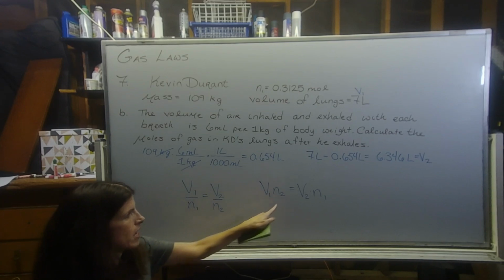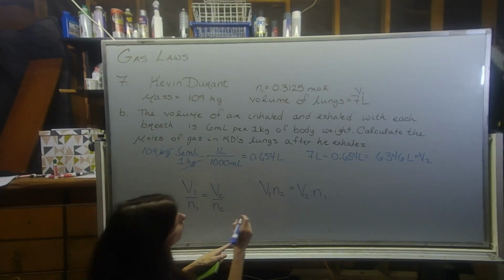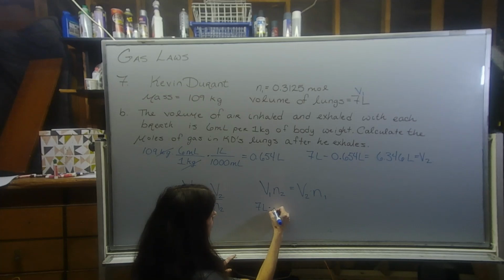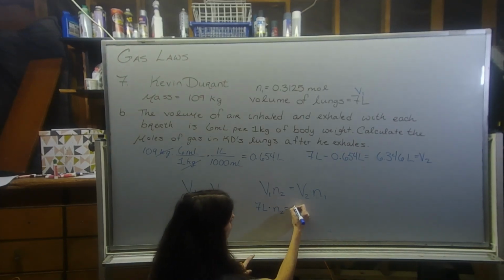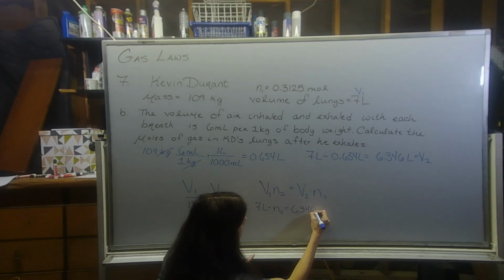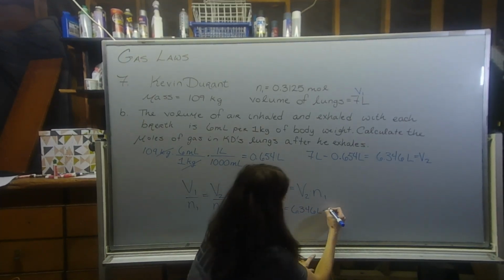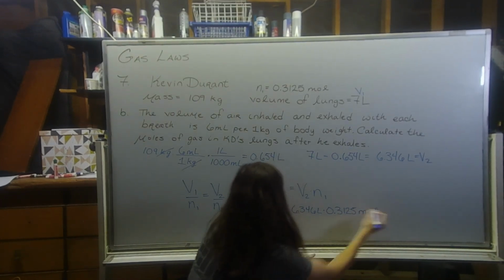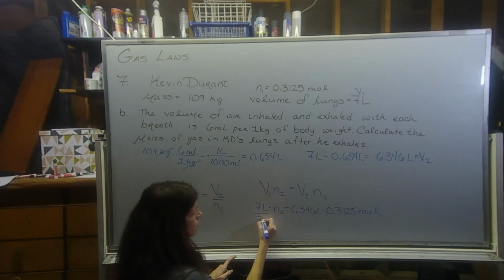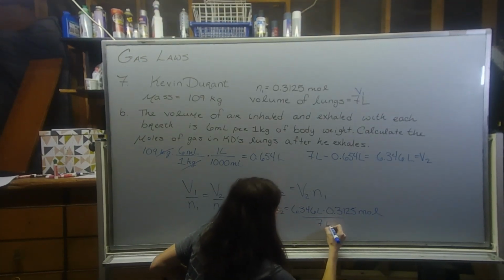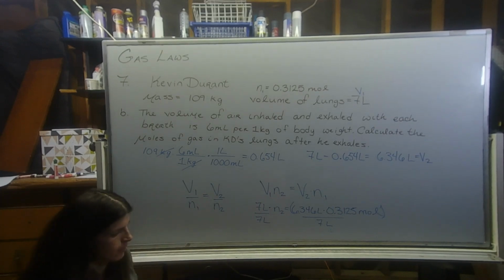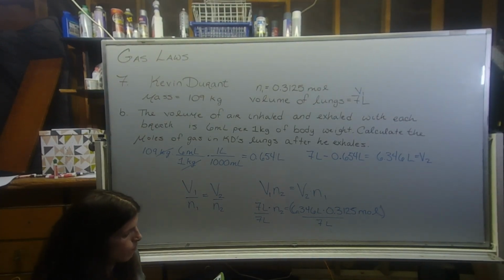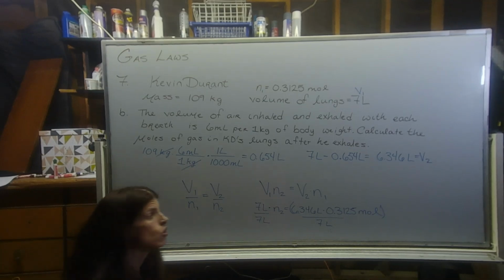Now I'm going to plug and chug. I'm missing information about N2. So V1 was 7 liters. N2 is unknown. V2 is 6.346 liters. N1, we just got in the previous problem, 0.3125 moles. I want to isolate N2, so I'm going to divide each side by 7 liters. When I plug this in the calculator, I want to use a big set of parentheses. So I have 6.346 times 0.3125 divided by 7. And that gives me 0.283.